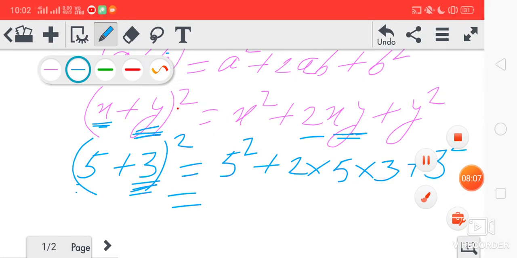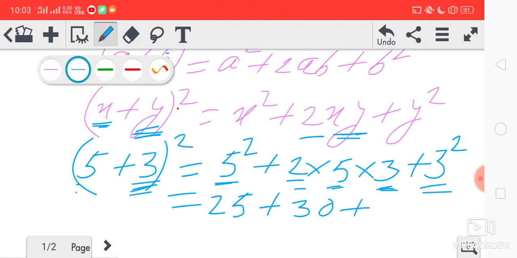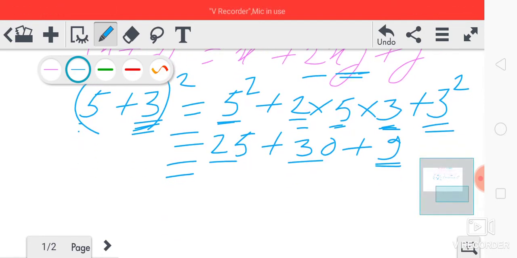Now 5 square. This 5 square is equal to how much? 25 plus 2 into 5 into 3. 2 into 5, 10. 10 into 3, 30. So we'll get here 30. Then plus 3 square. 3 square means 9. So if you'll add it, 25 plus 30, 55. 55 plus 9, how much we'll get? 55 plus 9, 64. Okay.